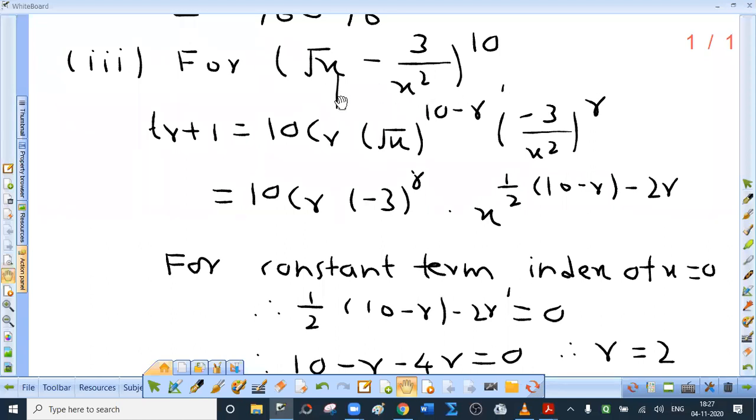Now the constant term in (root x minus 3 upon x square) raised to 10. So what is the general term? 10cr root x raised to 10 minus r into minus 3 upon x square raised to r. Now we have to take the constant part separately. So 10cr into minus 3 raised to r. We want a single term in x. So x raised to half into 10 minus r, and laws of indices tell us, with minus 3 raised to r, we have considered x raised to 2r. So when it goes to the numerator, x raised to minus 2r.